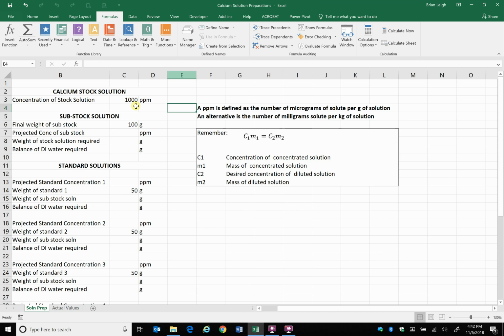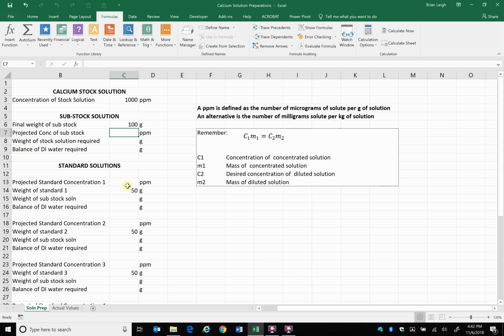Okay, I'm going to walk you through how to make a spreadsheet for doing serial dilutions for the atomic absorption experiment. In this experiment, we're going to be given a concentration of some stock solution, in this case somewhere around 1000 ppm. You can adjust that to whatever you need. We're going to make a substock of around 100 grams, and then we're going to make individual standard solutions, each one of these being 50 grams.